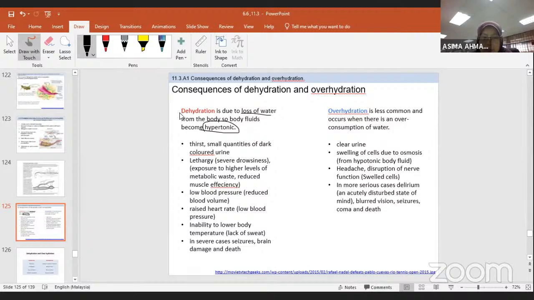This is dehydration. Whereas overhydration is less common. Usually people akan alami this problem. Dehydration is common, but overhydration is less common, and occurs when there is an overconsumption of water. Betul tak? So overconsumption ni jarang lah, sebab minum air banyak-banyak kan kembung, dan kita stop lah kan. That's why this is less common. But dehydration is very common.